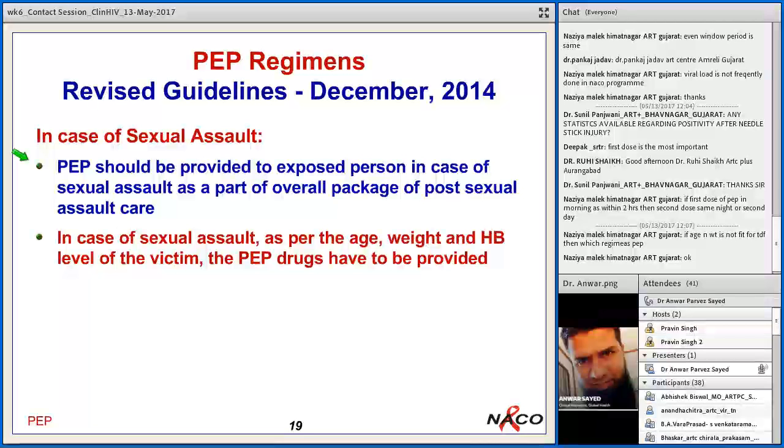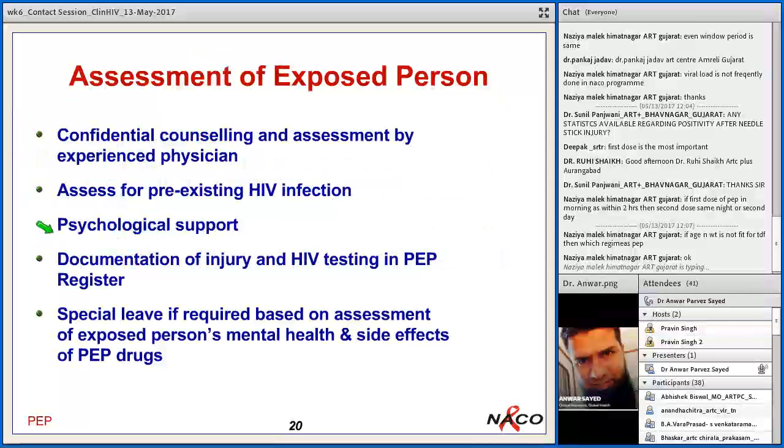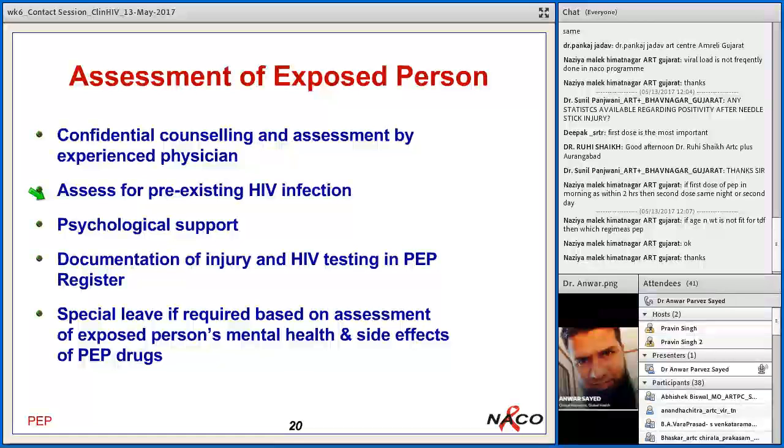If the first dose of PEP is given in the morning, within 2 hours, then should the second dose be the same night or the second day? I would say the second dose should be on the second day, because if you consider the half-life of the drugs we use, like tenofovir, lamivudine and efavirenz, it should be given once a day. If you repeat it within 12 hours, there will be a risk of more and more side effects. So it can be given on the second day.